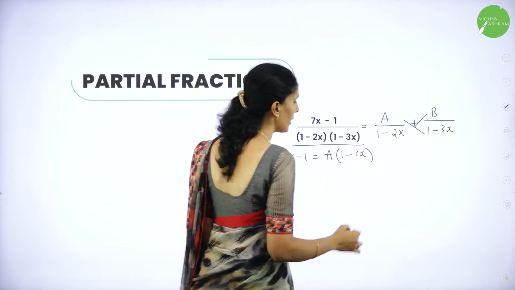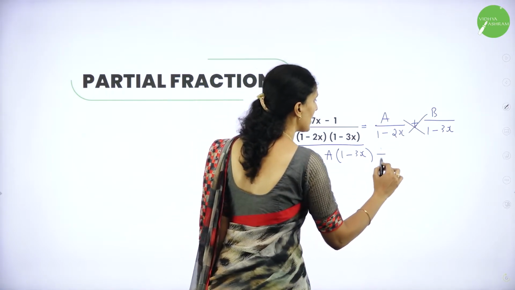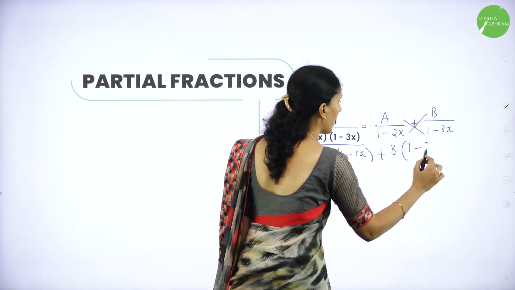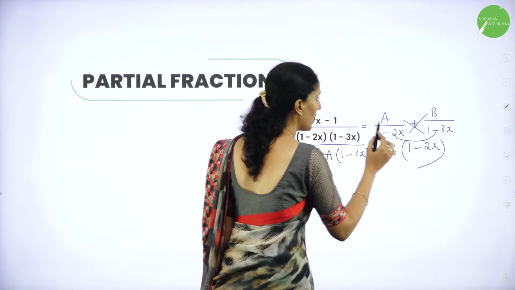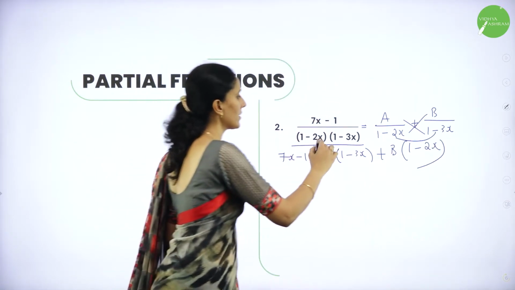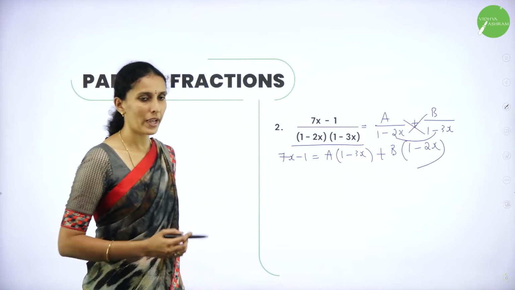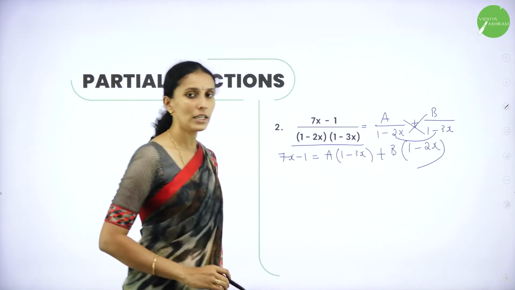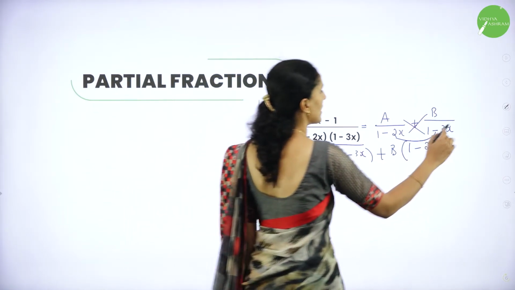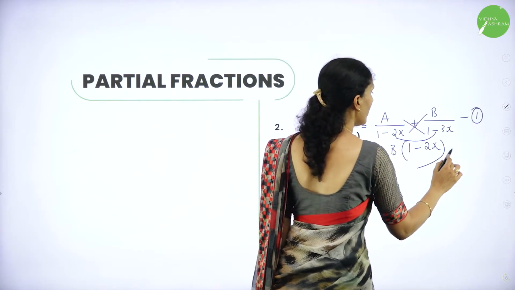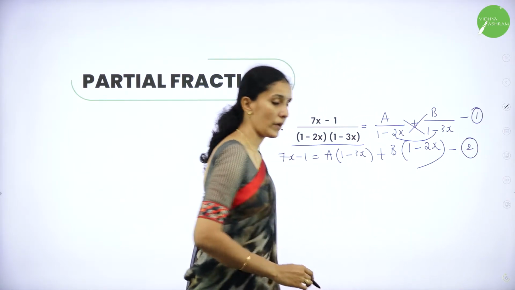Just cross multiply, you can write the factors, plus b into 1 minus 2x. And when you multiply this, the denominator is same on both sides. So you can leave it and equate only the numerator. So this, I'll take as equation 1. This I'll take as equation 2.